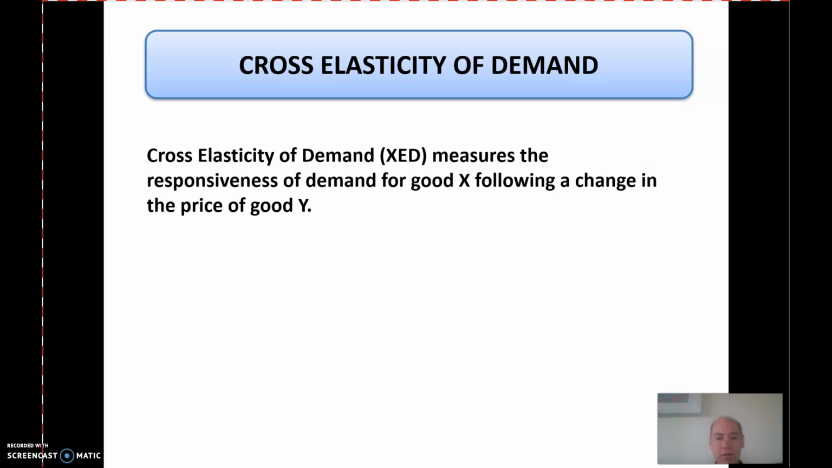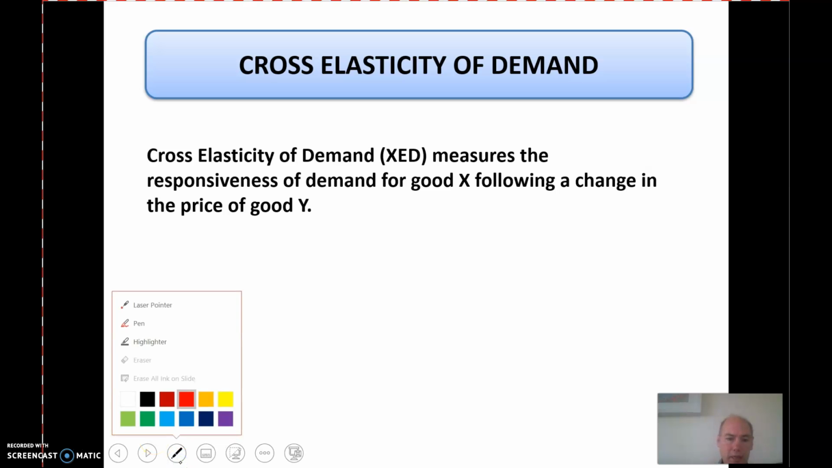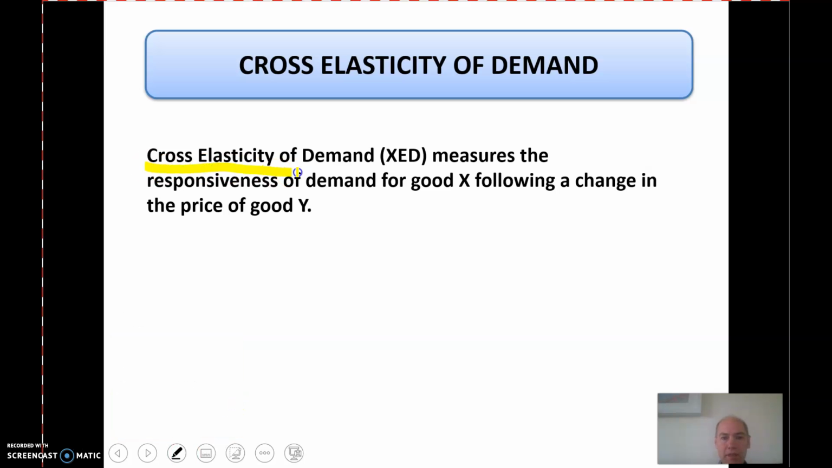Okay, make sure that you highlight in your notes cross-elasticity of demand. And very importantly, what we're talking about here is the responsiveness of demand for one good following a change in the price of another. So how much does demand for good X change when there's a change in the price of good Y?